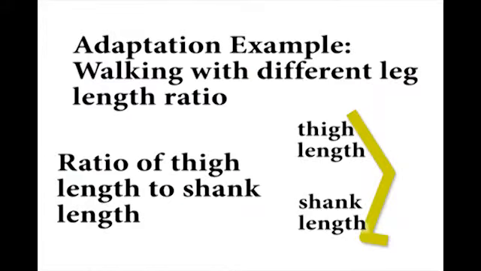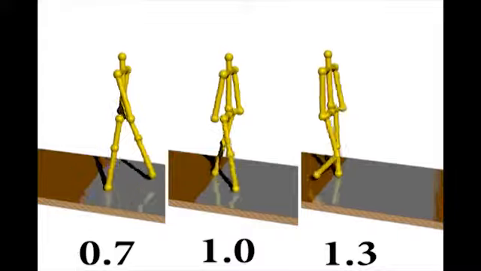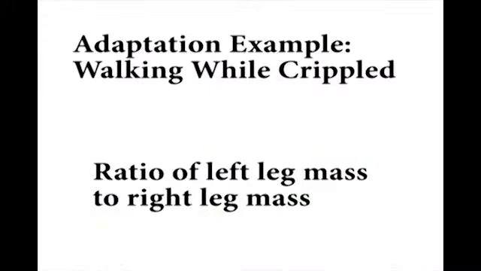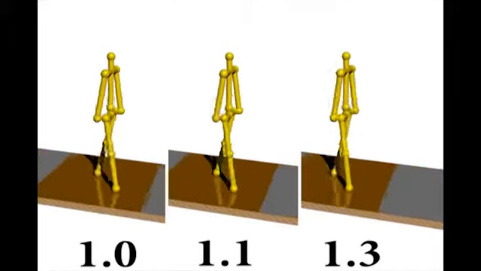We can alter the ratio of length between the upper and lower parts of the leg. We can alter the mass ratio between the legs, synthesizing a crippled walking behavior.